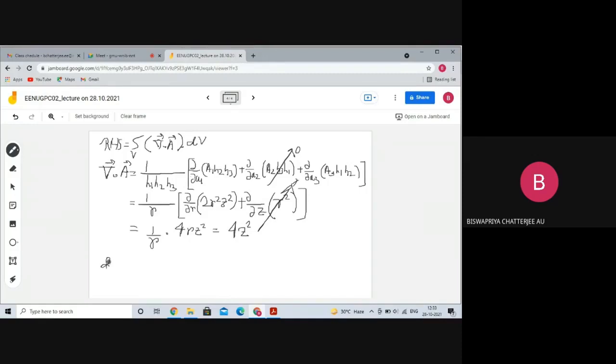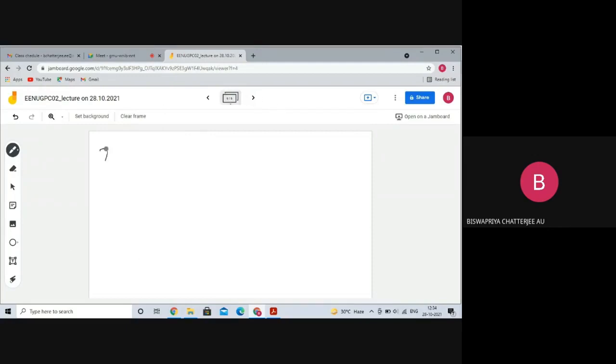Now in cylindrical system, what is dV? You know it is r dr d phi dz. So your right hand side will be evaluated as a triple integration. You first put your limit r from 2 to 5, phi from 0 to 2 pi, and z is from -1 to 1.